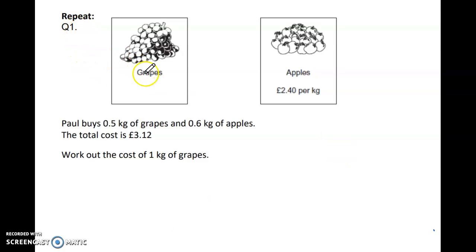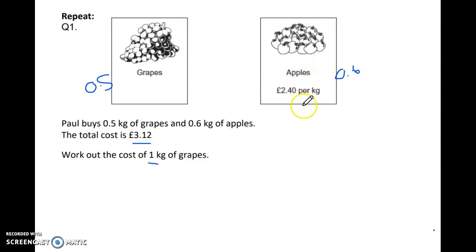Okay, right, so we've got grapes. We don't know the price of the grapes. We know the apples are £2.40 per kilogram. So Paul buys 0.5 kilograms of grapes. He's got 0.5 of that. And he's bought 0.6 of the apples. Okay, and the total cost is £3.12. So work out the cost of 1 kilogram of grapes.